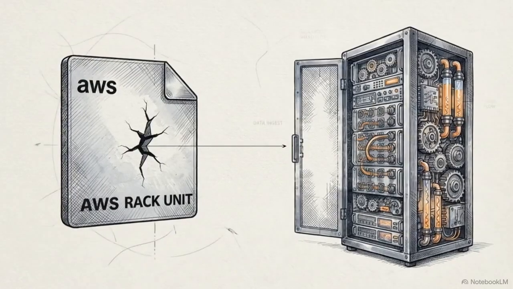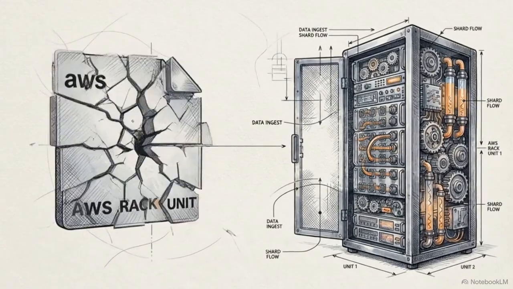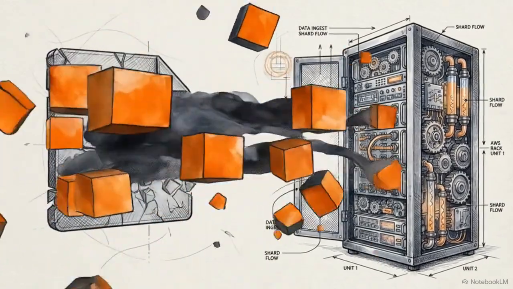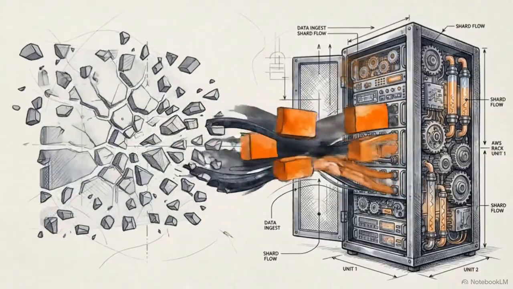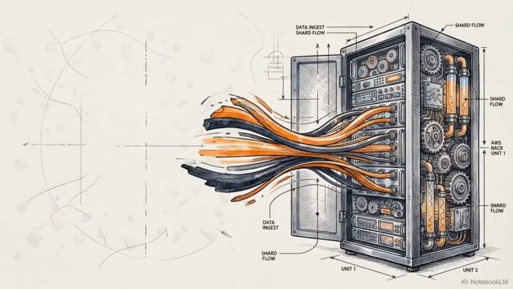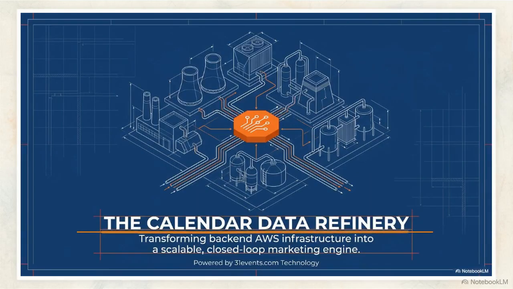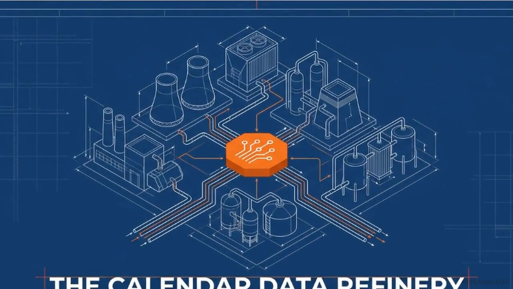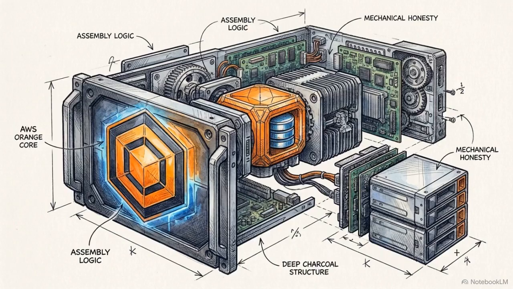Fixing this requires abandoning the static file attachment entirely. We have to transition calendar events into a dynamic, queryable REST API ecosystem. This blueprint shows the conceptual architecture of that new model. It operates like an interconnected industrial pipeline, designed to continuously route and refine incoming information. We call this the calendar data refinery. Instead of generating disposable files, it treats every event parameter as a live, stateful database entry.